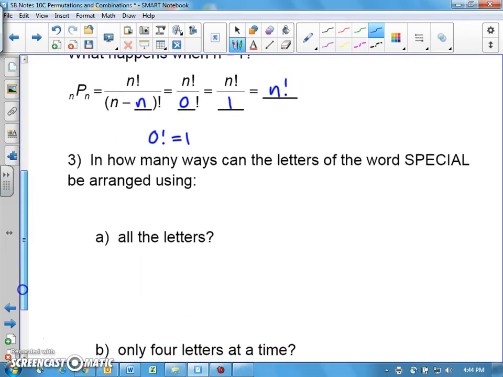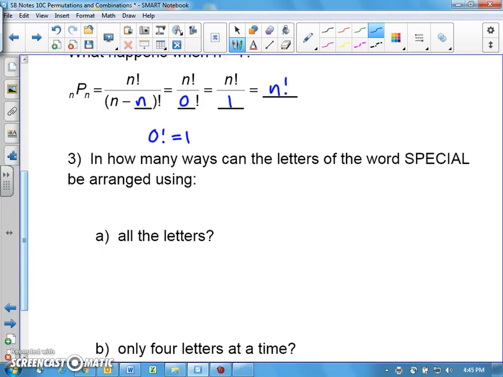All right, so let's test ourselves on this. In how many ways can the letters of the word special be arranged using all of the letters? Well, the first thing we need to know is how many letters are in the word special. So you're going to count those, and you're going to find that there are 7 letters. So what I want is a permutation of those 7 letters, and I'm going to use all of them, so they would be taken 7 at a time.